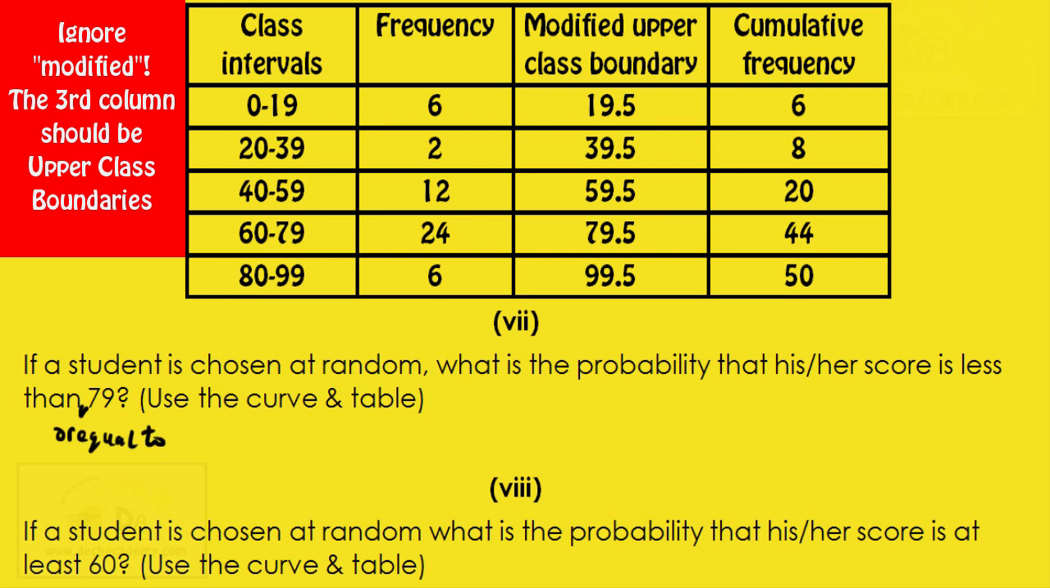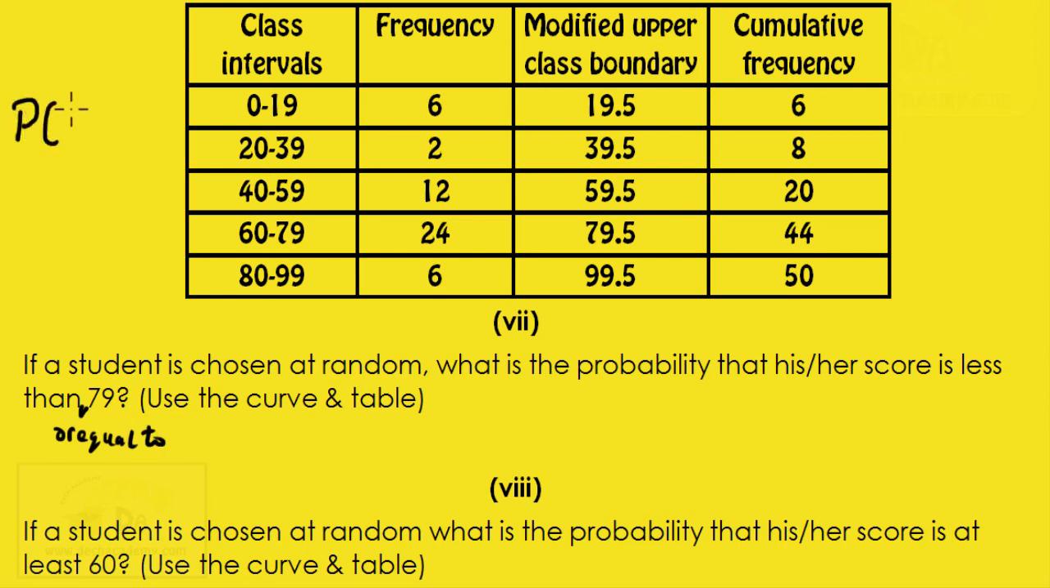So let's find the probability that a student chosen at random obtains a score that's less than or equal to 79. Now, if I use the original class intervals, I'll know that 79 is the upper class boundary of this class, and the number of students that have scores that are less than or equal to 79 is going to be 44. So the probability that a student chosen at random scores less than or equal to 79 is given by 44 divided by the total number of students, which is 50.